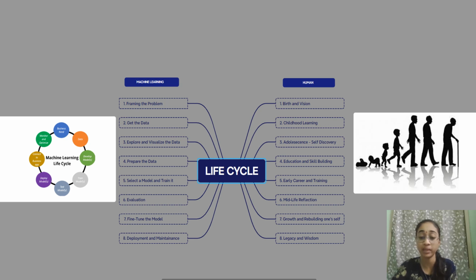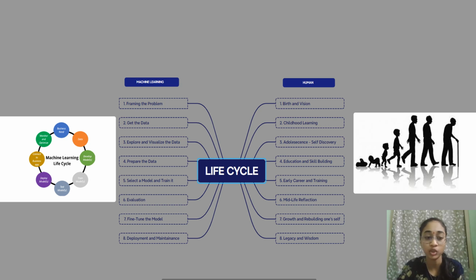The fourth step is preparing the data, compared to education and skill building. See, after 10th, you have different options like MPC, BIPC, CEC, MEC. So by 10th, you will get the basic idea and categorize what to choose further. This is nothing but preparing the data. The fifth stage is selecting a model and training it, compared with early career and training. So once you have completed intermediate, you will get a clear idea of what your career is going to be. And the next step is evaluation.